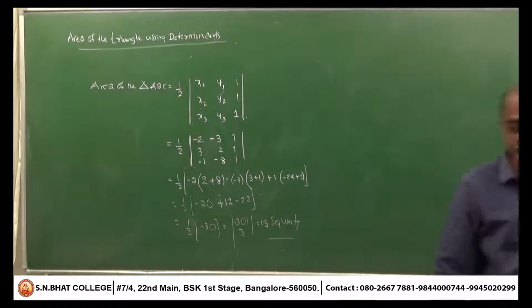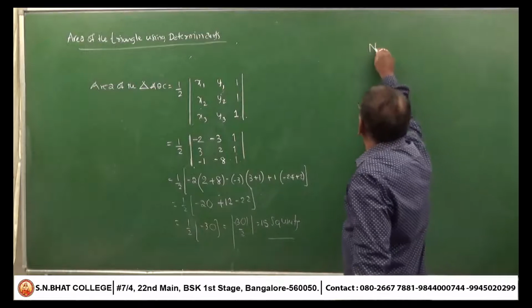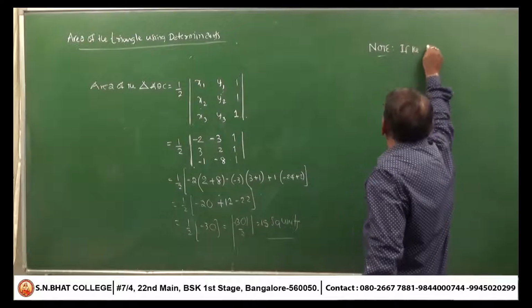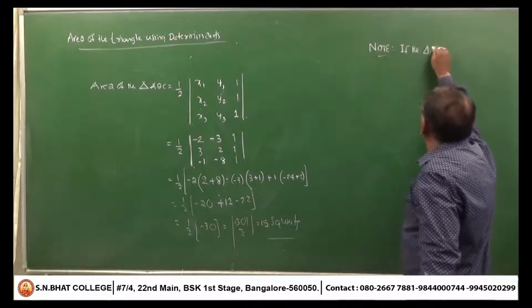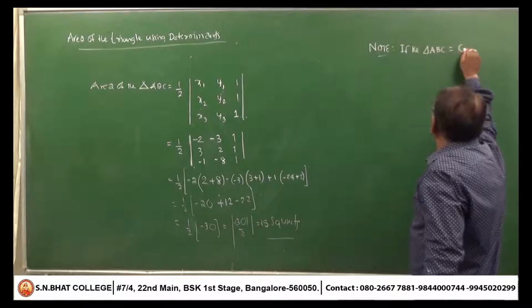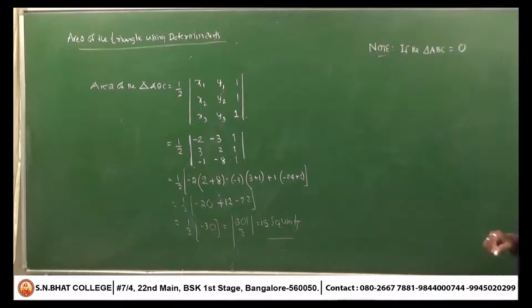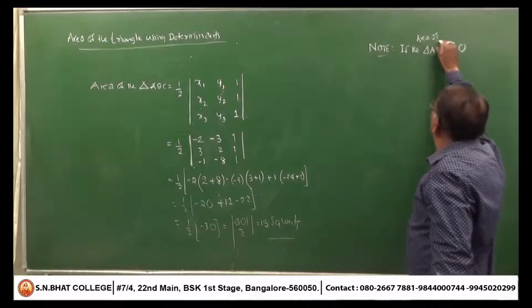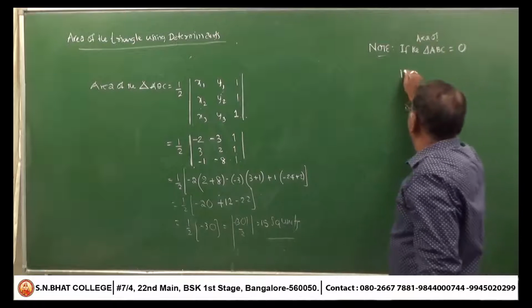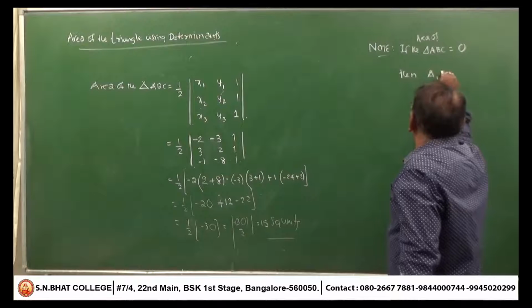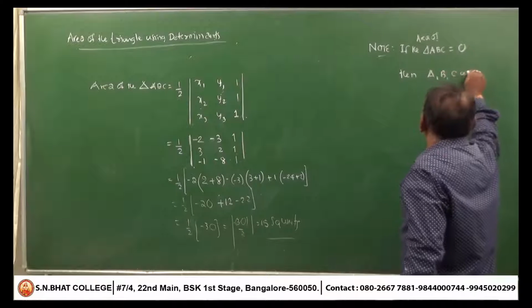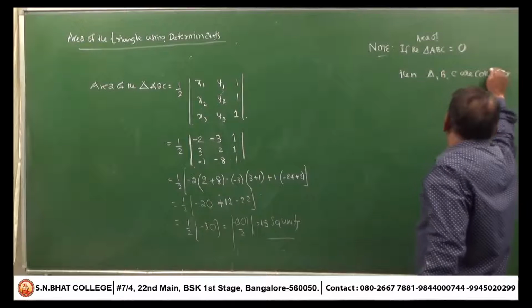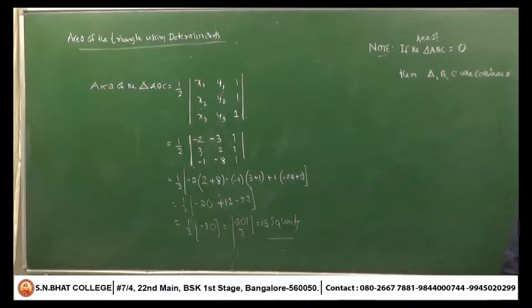Please take down one note. Note, if the area of the triangle ABC is 0, then the 3 points ABC are collinear.